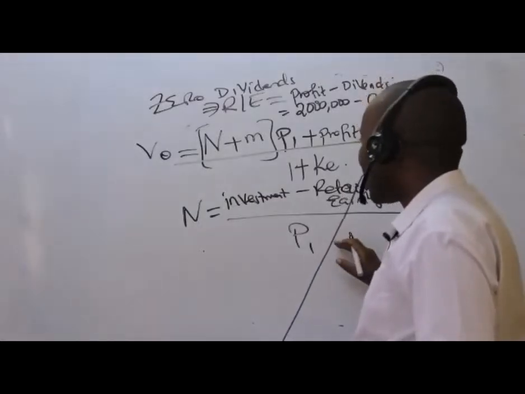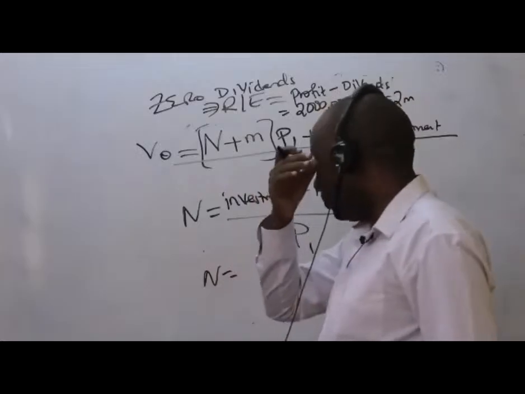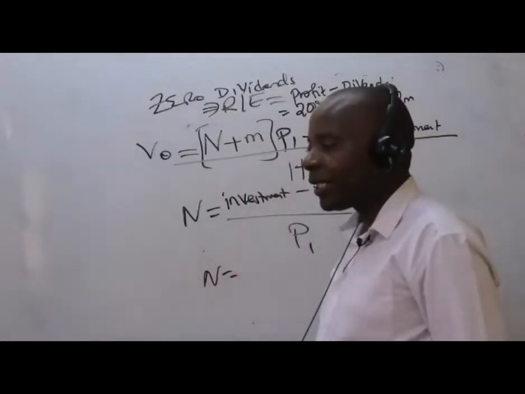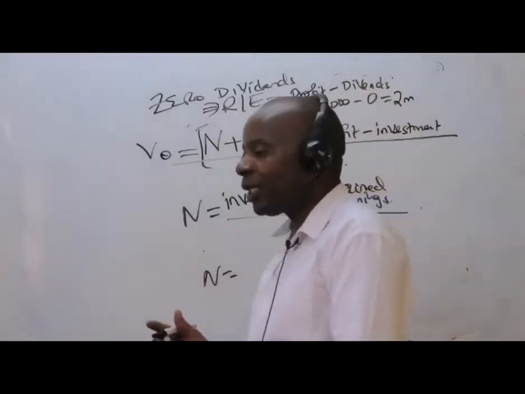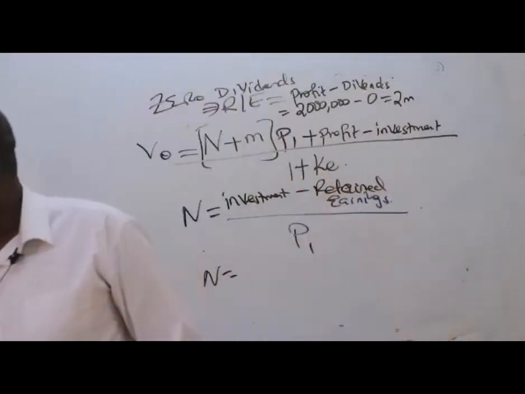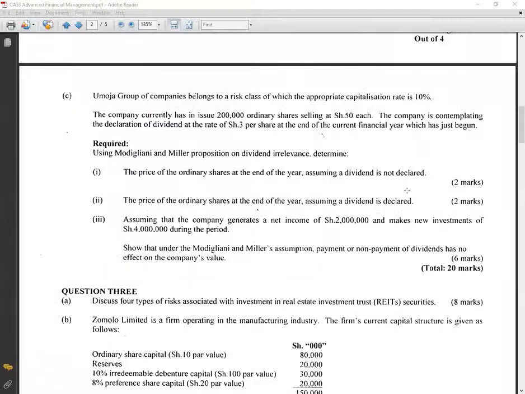So please come back here. So here then the new shares will be equal to the investment. What is the investment amount? Are you able to see some investments in this question? Peter tells me 4 million. So the investments in the question, yes, I can see make a new investment of 4 million during the period.